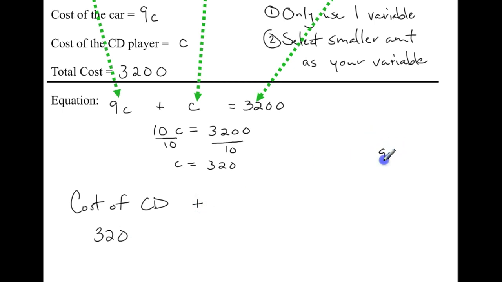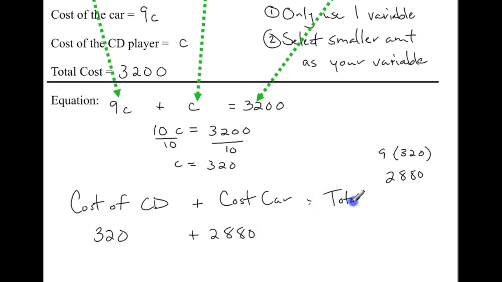Over on the side, I might want to say, okay, what is 9 times 320? I'm going to grab my calculator. 9 times 320 would be $2,880. So that means the cost of the car is $2,880, and that would give me my total. I do want to make sure that this answer makes sense, so I'm going to take that 2,880 and add to it 320, and I do get a total cost of $3,200.